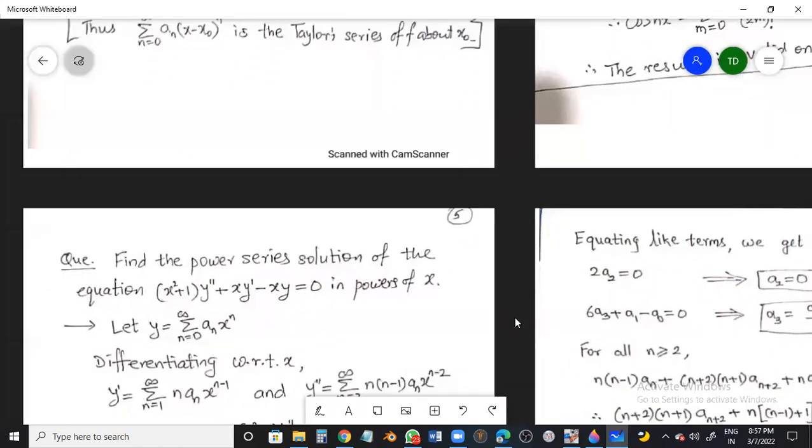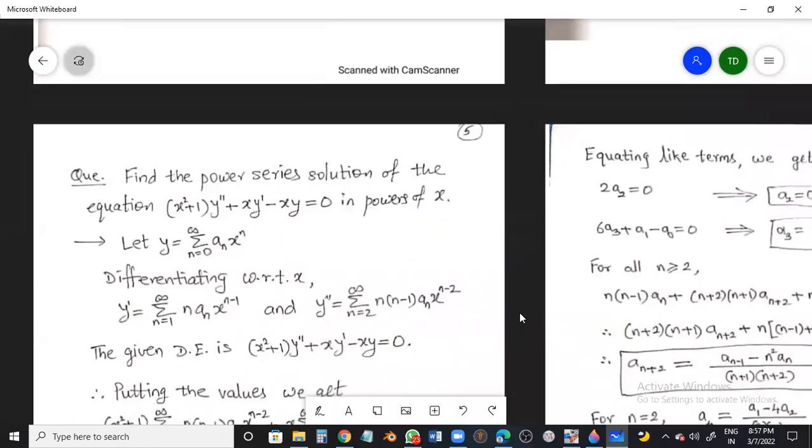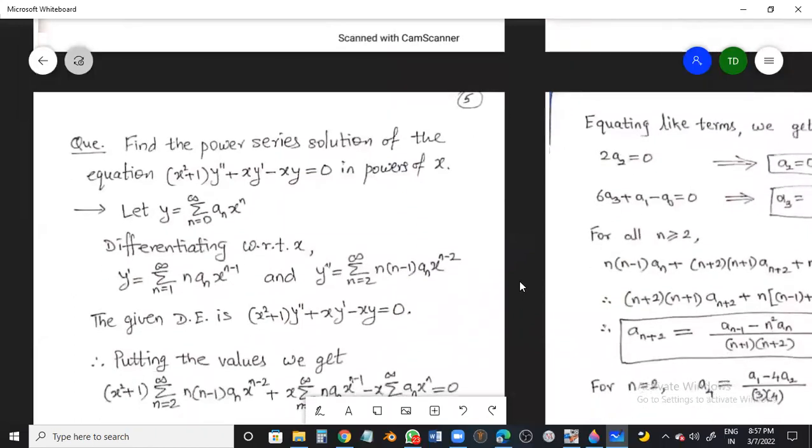Next, I move to how to solve a differential equation as a power series solution. In this case, the question says, find the power series solution of the equation (x square plus 1) y double dash plus x y dash minus xy equal to 0 in powers of x. In powers of x means x minus 0. So we have taken y equal to summation n running from 0 to infinity a n x raised to n.